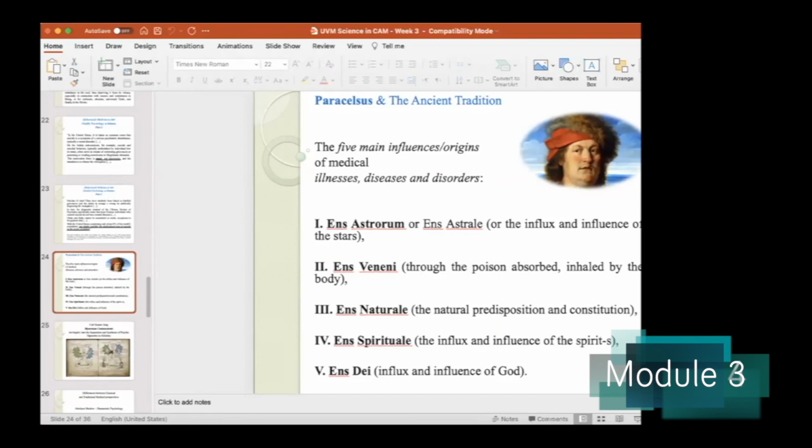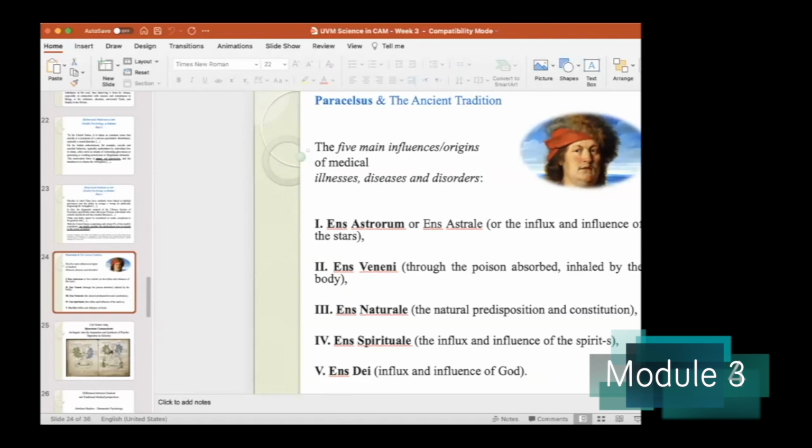Okay, the first one is the influx and influence of the stars. As you can imagine, there was a lot of astrology present in medieval Europe and throughout the ancient world. So the idea was that there was some sort of pressure and influence from the stars. The second one was really biochemistry. Okay, you get sick through the poison absorbed or inhaled by the body. Veneni, it's the genitive of venenum in Latin for poison. So a biochemical problem. You get sick because there's something inside your body you ingest.